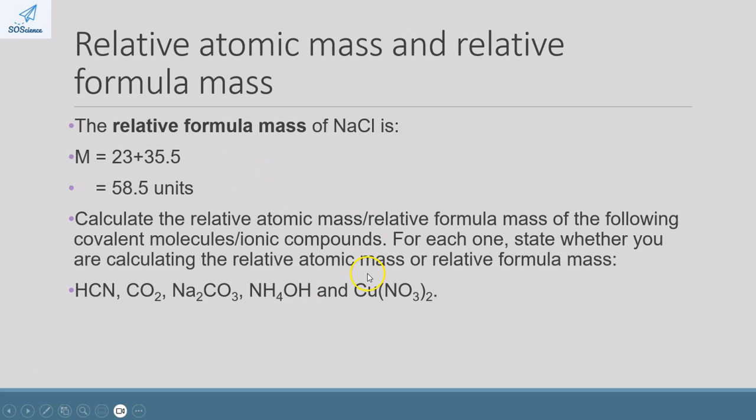The other thing that I want you to note is that NH4OH is ammonium hydroxide, and even though it is only made up of nonmetals, it is still ionically bonded because it is made of the NH4 plus and the OH minus ion. It's one of those exceptions.